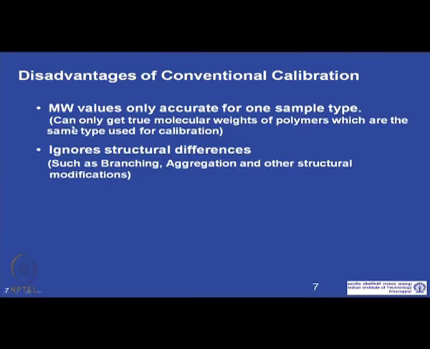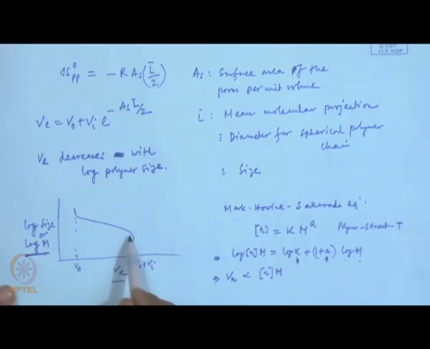So, this calibration can be used only to get true molecular weights of polymers which are the same type used in the calibration. For example, if the calibration is done for polystyrene, then using this calibration curve we can determine the molecular weight of polystyrene samples only, because the K and A values will remain the same for polystyrene only. But if instead of polystyrene we change it to, say, polycarbonate, then the K and A values will change. So, we cannot use this calibration curve.